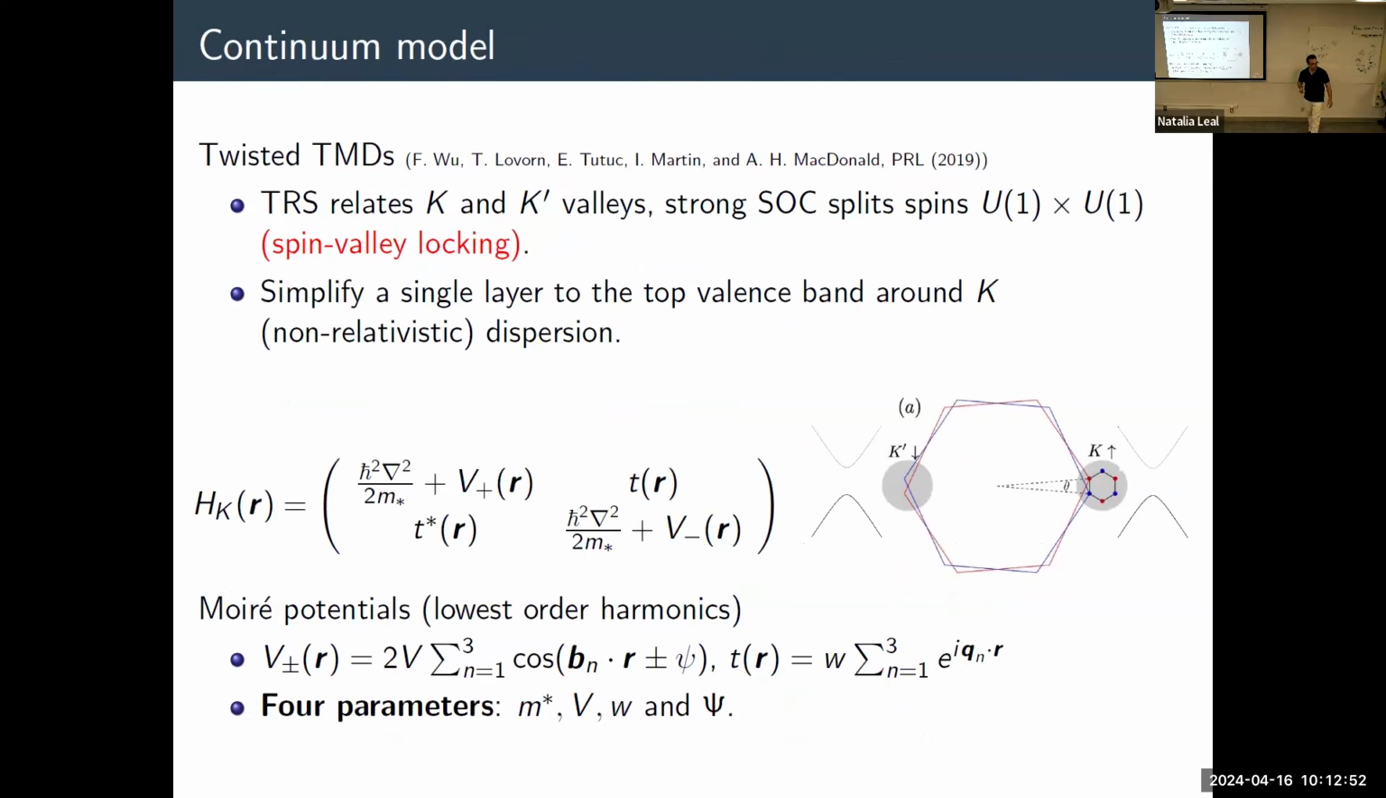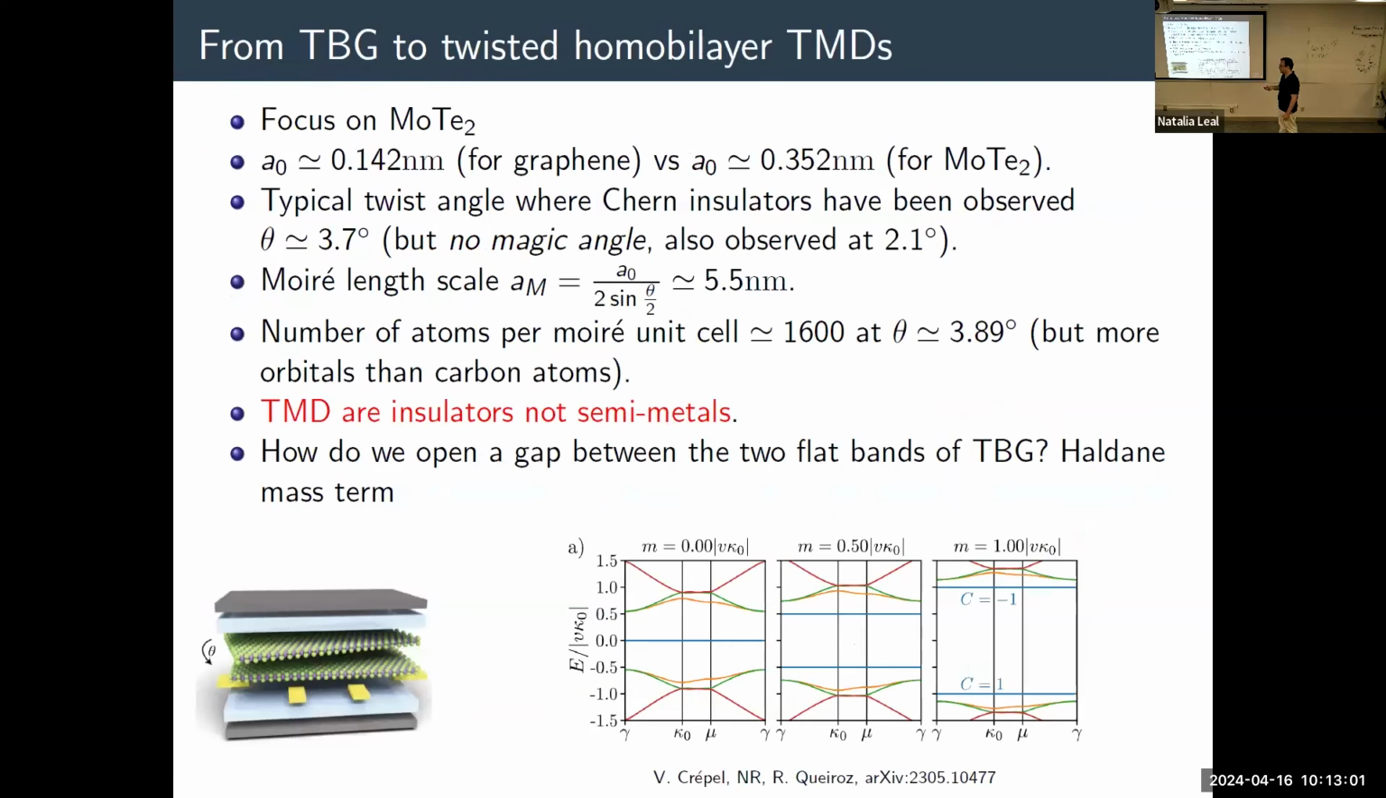Sorry, is this what Vladimir meant? This is what you meant? I was not thinking about this system in particular, but I could see that. I mean, it seems chiral symmetric. Yeah, it seems chiral symmetric. You still have the chiral symmetry because you're still in the chiral limit. So you can define the chiral limit for TMDs, like you do for TBG.